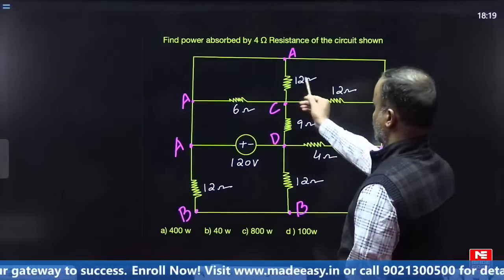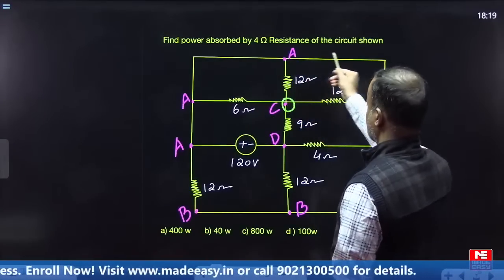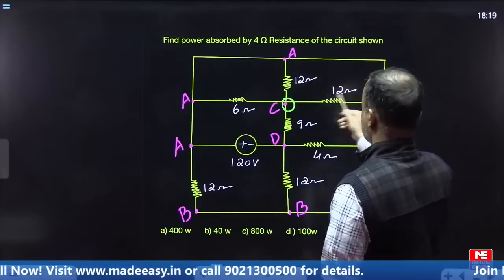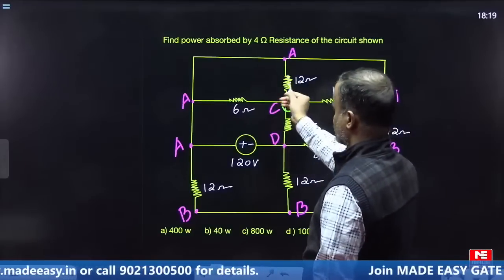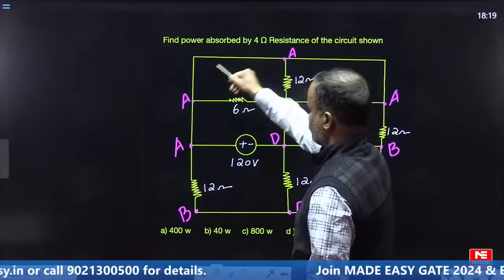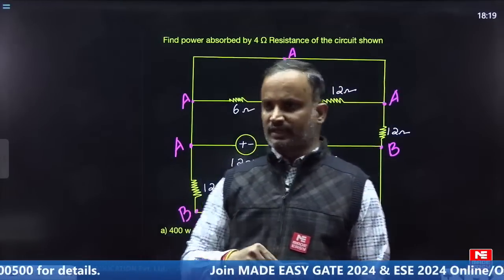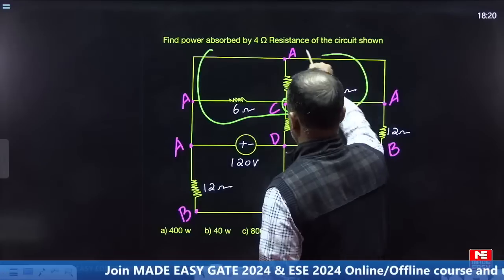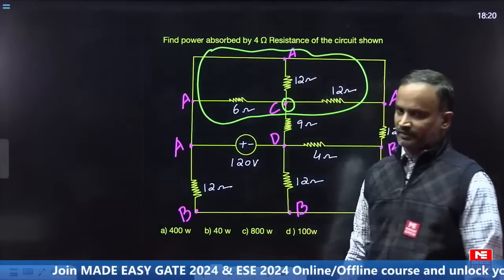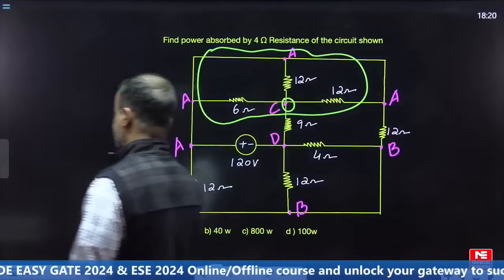First observe this 12, 12 and 6. For 12 and 12, one joint is connected, and the other joint is also connected. Two joints are present, which means these two are in parallel. Similarly, for this 12 and 6, one joint is connected and one more joint is connected, so again two joints are present, which means these two are also in parallel. Then we can say these three branches are connected in parallel. Now these three branches are replaced by a single resistor.